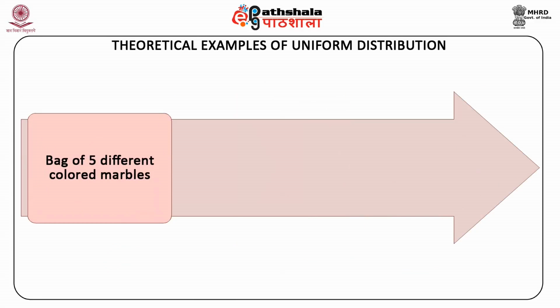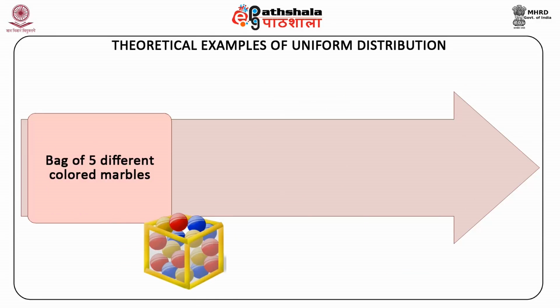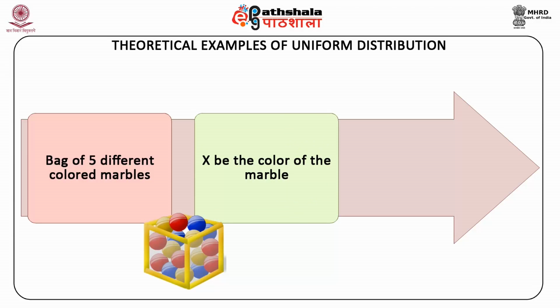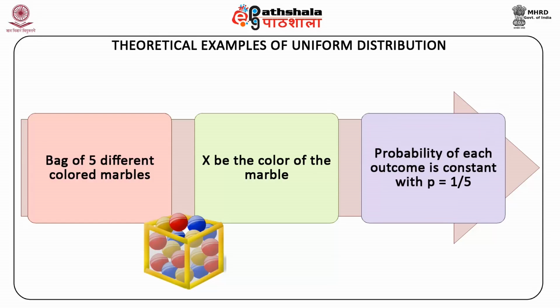In a bag of 5 differently colored marbles, let x be the color of a marble. Then, in this case, the random variable x follows the uniform distribution since the probability of each outcome is constant, with p equal to 1 by 5.